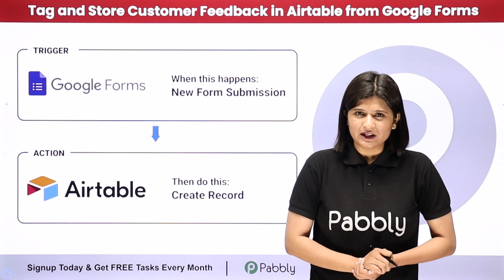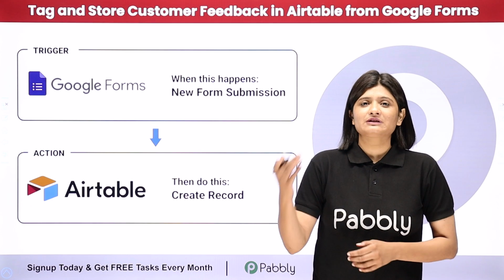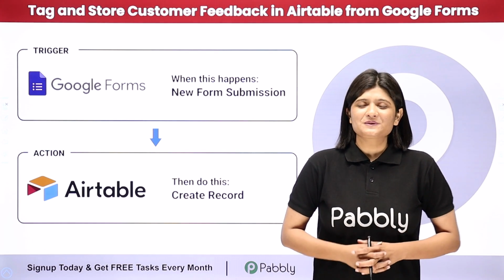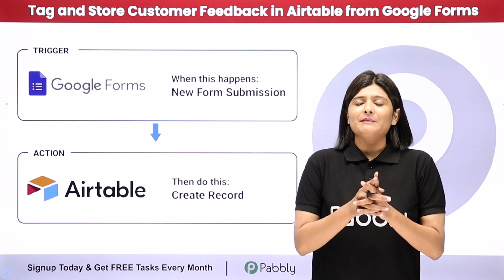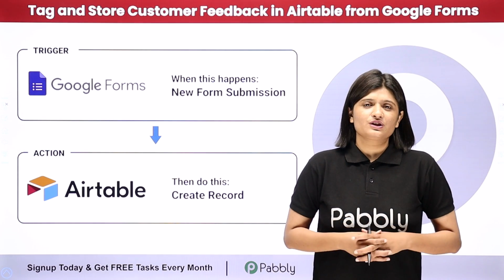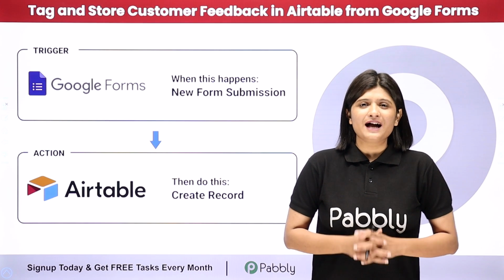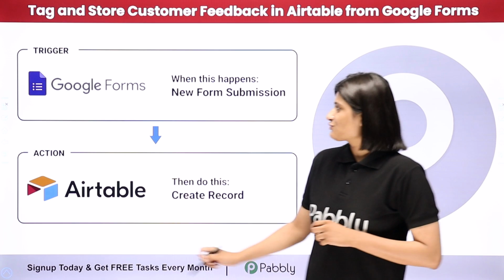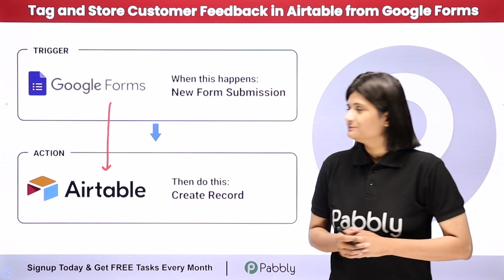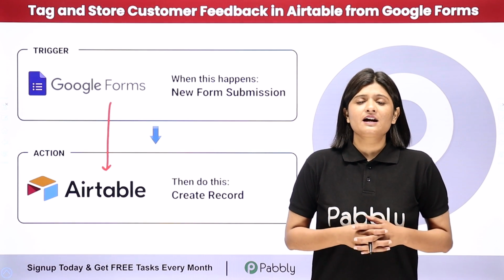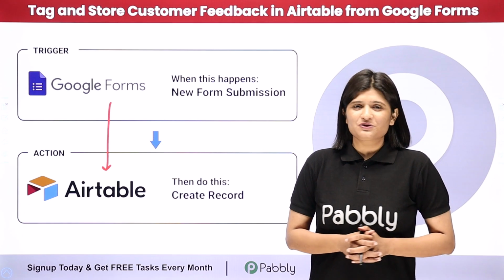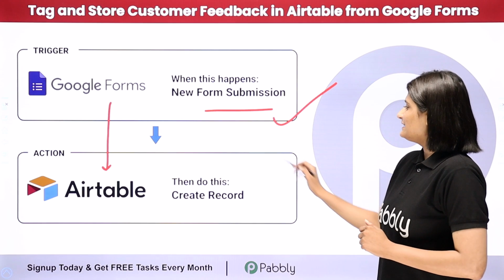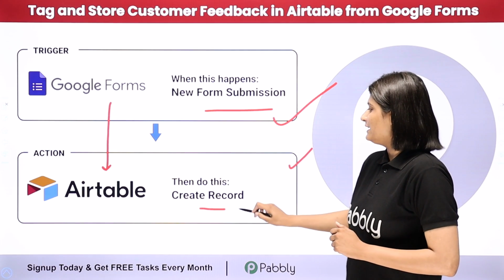Now doing this manually will consume a lot of my time, so I've completely automated this process, and to do this automation I'm going to use Pabbly Connect. Pabbly Connect is an amazing automation and integration software which requires no coding or programming skills. Here I just need to build a connection between Google Forms and Airtable. With the help of Pabbly Connect, I'm going to build this connection in such a way that whenever I receive a new form submission, automatically these details will be added to my Airtable database.